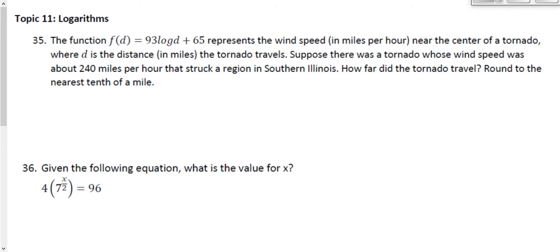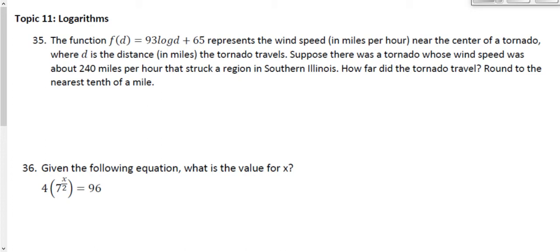All right, this topic is about logarithms, so we're going to take a look at a refresher on how to use logarithms. Our first question, the function f of d is 93 times the log of d plus 65. It's representing wind speed near the center of our tornado, where d is distance in miles. And the question is, suppose there was a tornado whose wind speed was 240 miles.